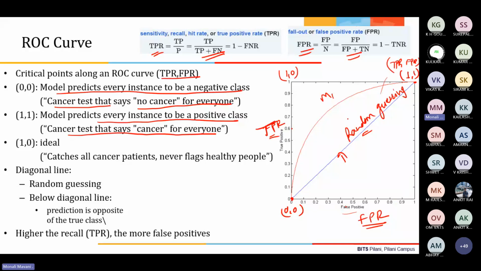So what do we want? This is the ideal: the true positive rate should be high and the false positive rate should be 0 here. So this is the coordinate that we are interested in. What is its interpretation? It catches all the cancer patients and never flags healthy people as having cancer. You can see that as our true positive rate is increasing, our false positive rate is also increasing for this red model. So this is the interpretation of the ROC curve.